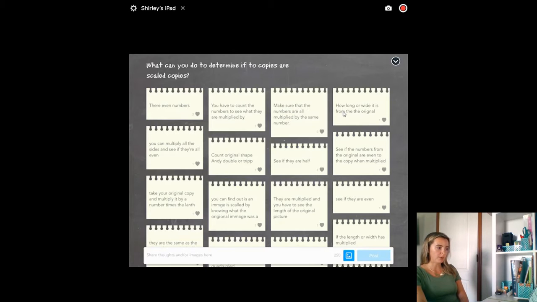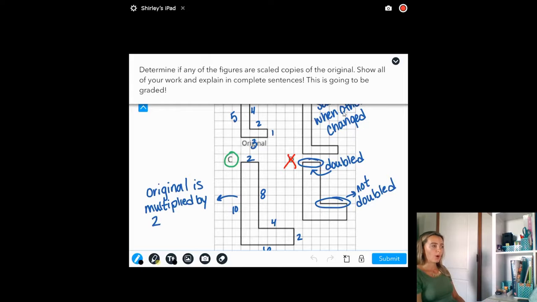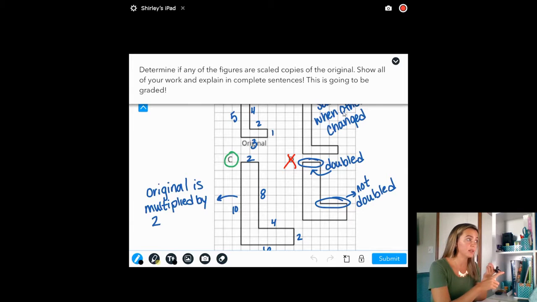All right, I'm going to switch to bring up our last slide. So it's another drawing slide. What you're going to do here is figure out which one is a scaled copy, and show your work on it. Notice that at the top, it says that it's going to be graded. Please don't stress out about what that means.